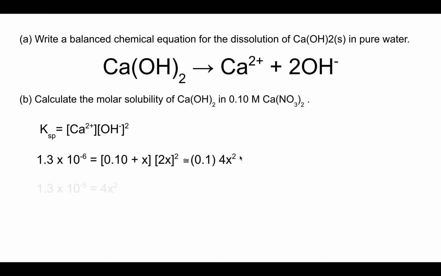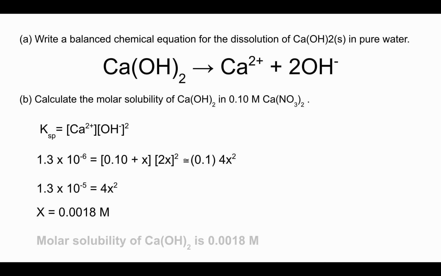Alright, so now we're going to solve for x. So first we divide 1.3 times 10 to the negative 6 by 0.1. That gives us 1.3 times 10 to the negative 5 equals 4x squared. Then we're just going to plug that in the calculator, and we get x equals 0.0018 molar. And that is our answer. The molar solubility of calcium hydroxide is 0.0018 molar.